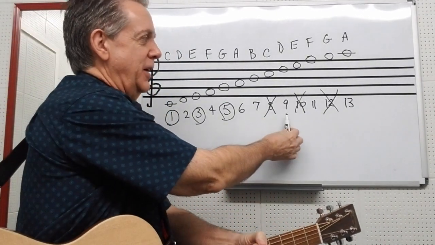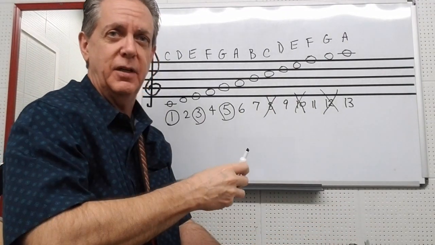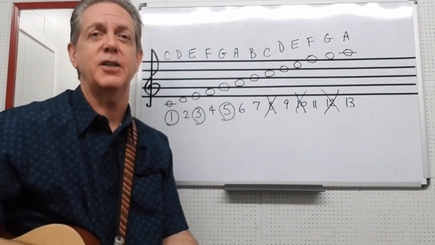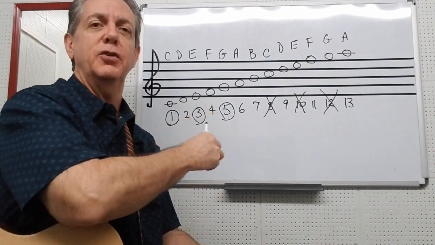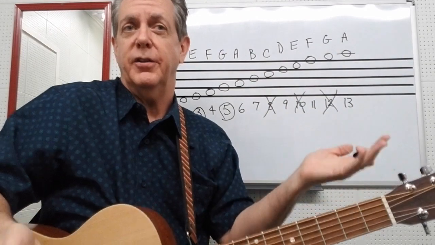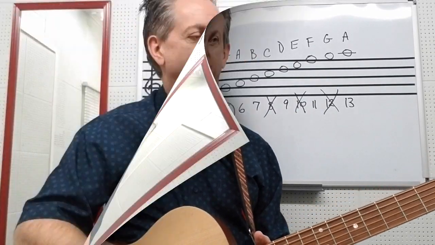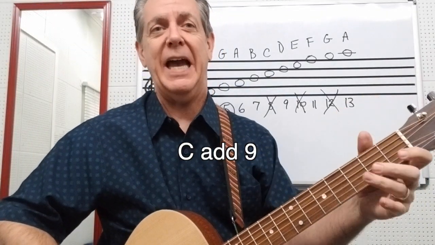Now, the 2 and the 9 are the same letter name in any key, all right? In any chord, any key, any scale. The 2 and the 9 are the same tone, but one's higher than the other. That's the only difference between the two. So right now, let's talk about the add 9 chords. Okay. Let's go with a C add 9 chord.